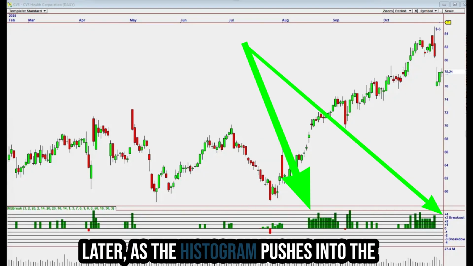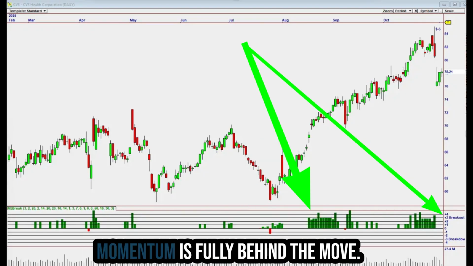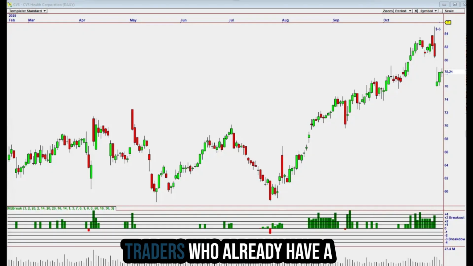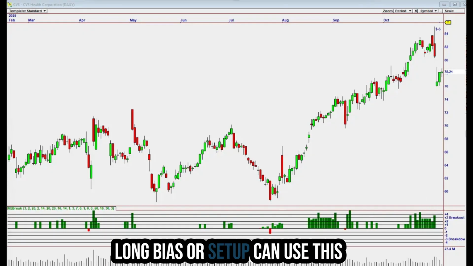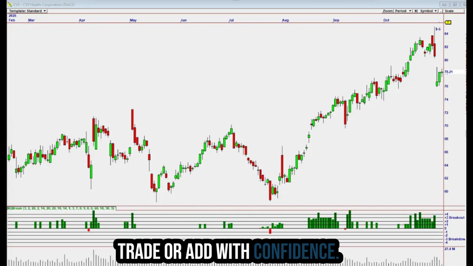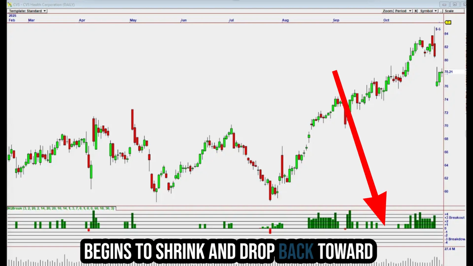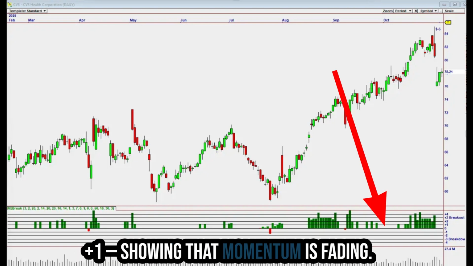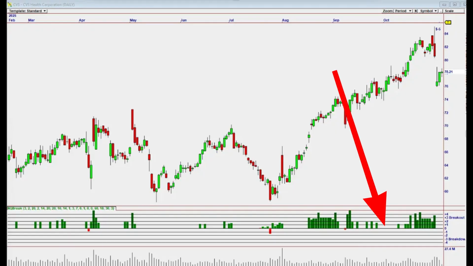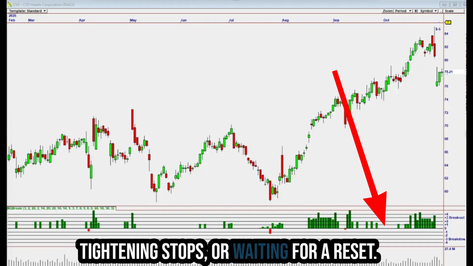Later, as the histogram pushes into the +3 to +4 zone, NQ Break confirms that momentum is fully behind the move. Traders who already have a long bias or setup can use this as confirmation to stay with the trade or add with confidence. After that sustained run, the histogram begins to shrink and drop back toward +1, showing that momentum is fading. That's a cue to start managing profits, tightening stops, or waiting for a reset.